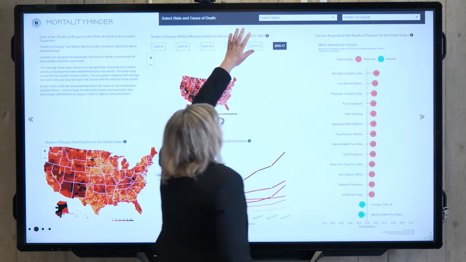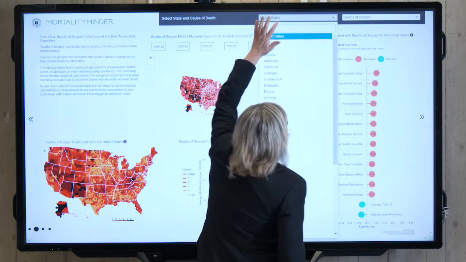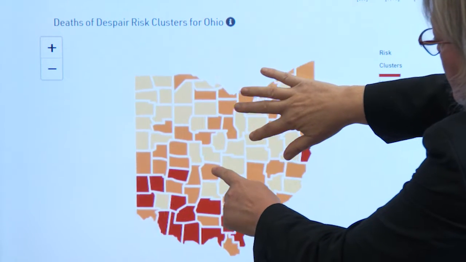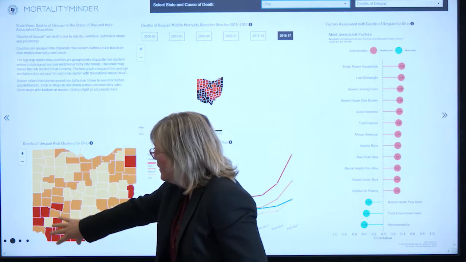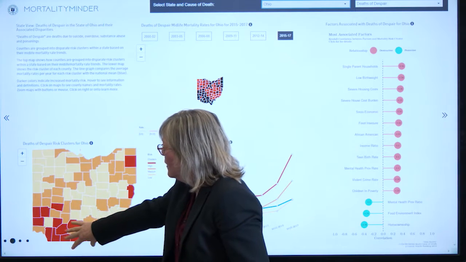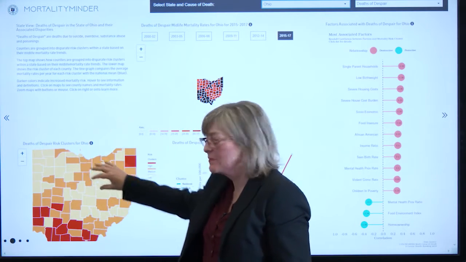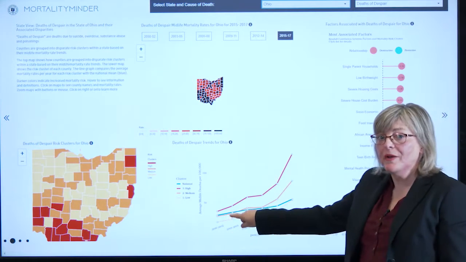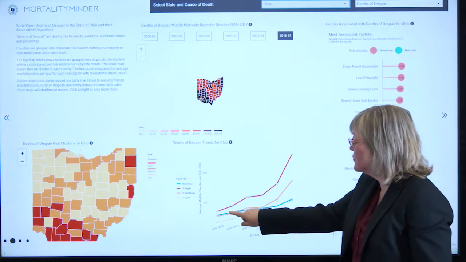You can select states that you're interested in. I'm going to go to the state of Ohio. And here we can see in Ohio that we have high-risk areas in the Ohio Valley and better risk up here. And you can see here that the best areas in Ohio are actually much better than the state and the national average, which is shown in blue.